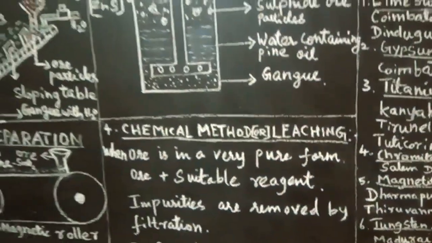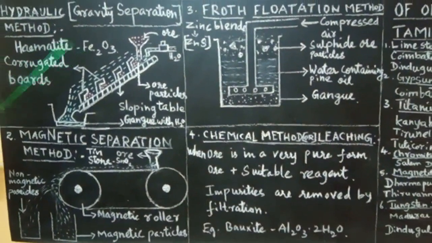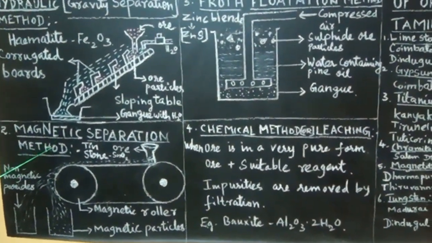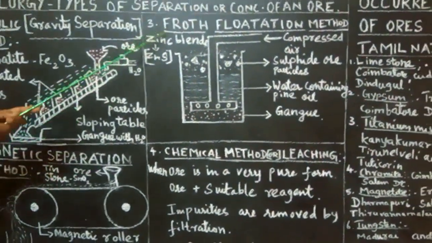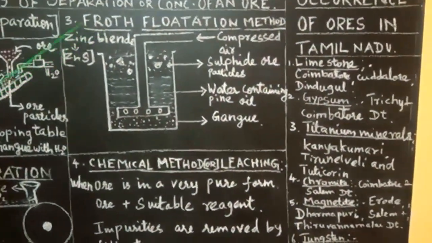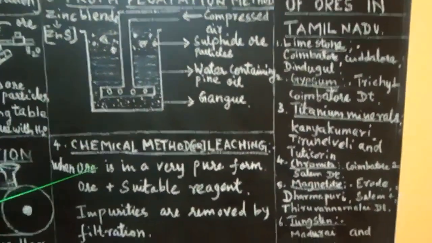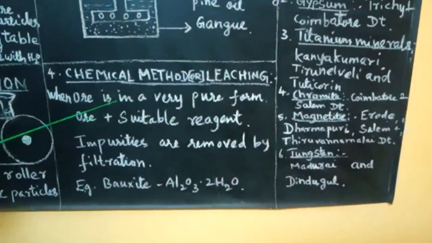So first one is the hydraulic method. Here we are taking oxide ore. Second one is the magnetic separation method. Here you are taking tin stone. Third one is the froth flotation method. Here you are taking sulfide ore. Here you are taking the pure form of ore.